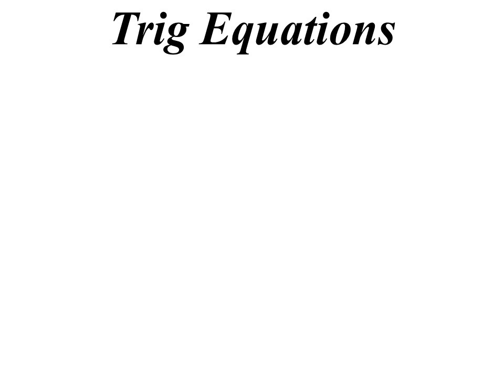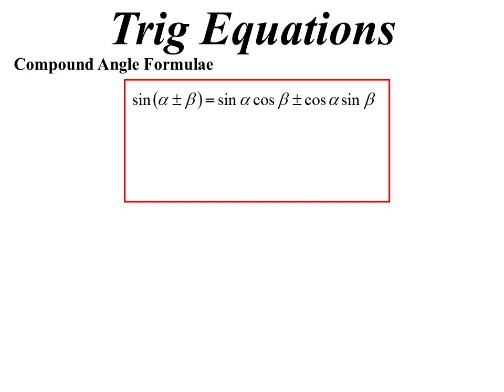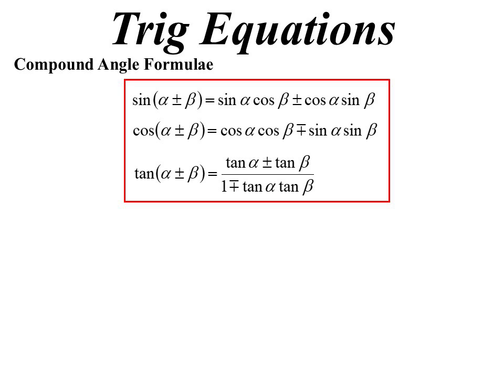Let's take a look at trig equations and all the different identities and formulae that we now know we can use. Compound angle formulas: sin(A+B) is sine cos, cos sine. If it's the sine, it's the sine. Cosine is cos cos, sine sine. If it's not the sine, it's not the sine. And then tan plus tan on 1 minus tan tan.